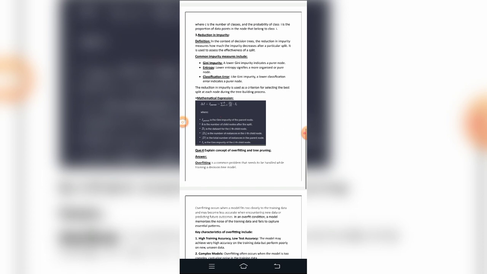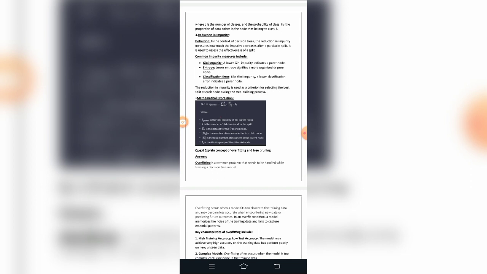The third one is reduction in impurity. In the context of decision trees, the reduction in impurity measures how much the impurity decreases after a particular split. It can be used to assess the effectiveness of a split.